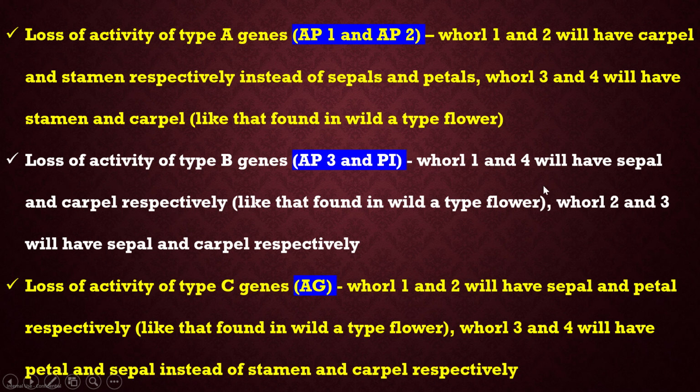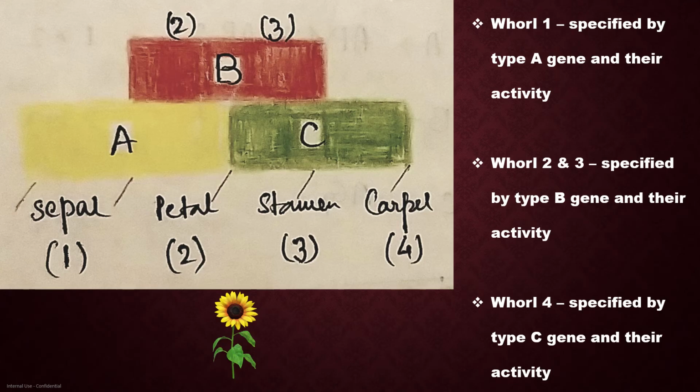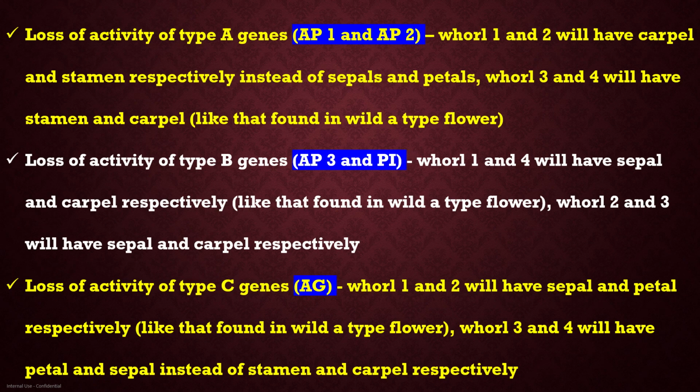But the fault lies in whorl 2 and whorl 3. What will they have? Whorl 2 will have sepals and whorl 3 will have carpel. Why is this happening? Type B gene was governing which two parts? If you go back, see, it was governing petals and stamens. 2 for petals, 3 for stamens. So petals and stamens will be lost.